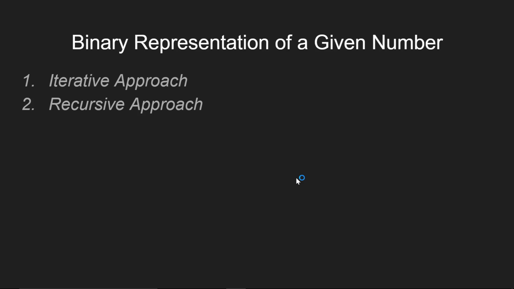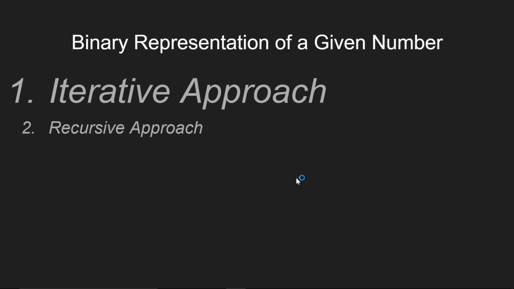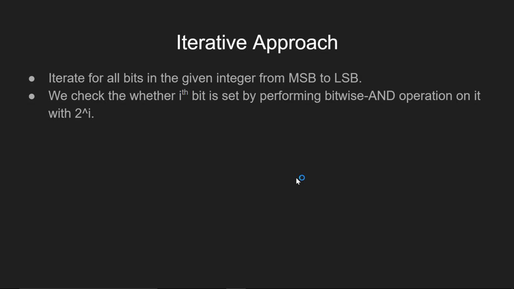Well, we would discuss two approaches here. The first one is the iterative approach, and the second one is the recursive approach. Let's go with the iterative approach first. A simple approach which comes first in mind is to go through every single bit in n from the most significant bit to the least significant bit and print them as it is. We check the ith bit by taking its bitwise AND operation with 2 raised to the power of i.